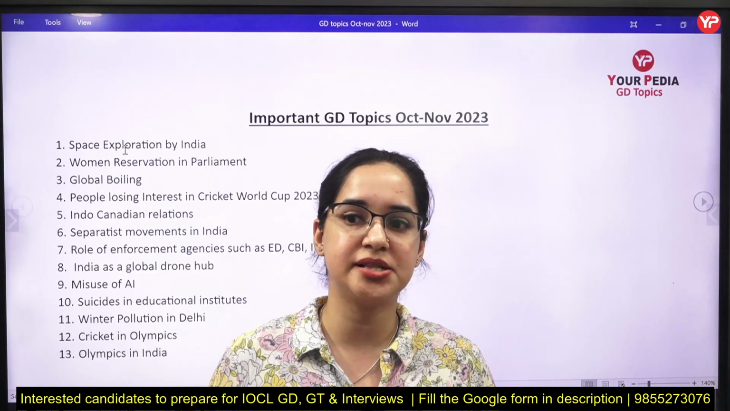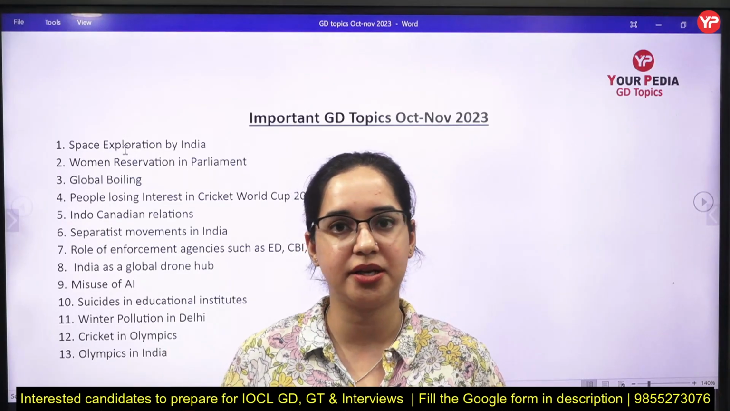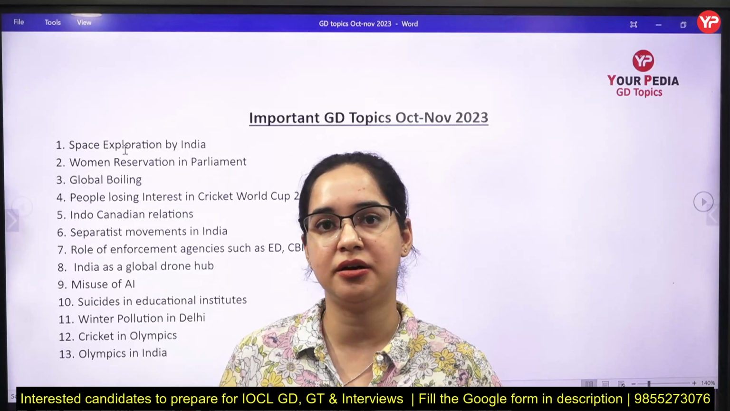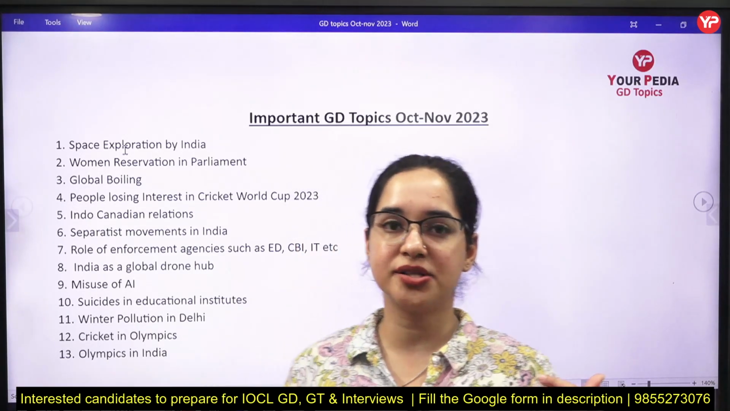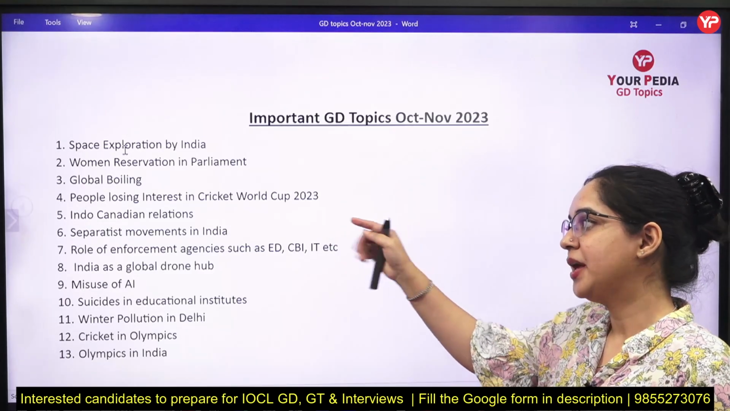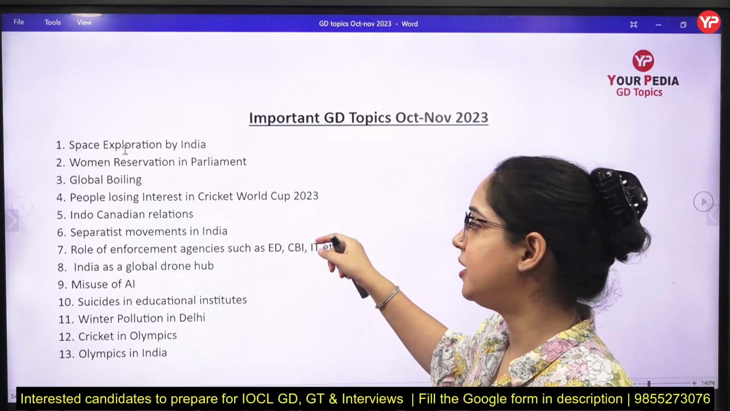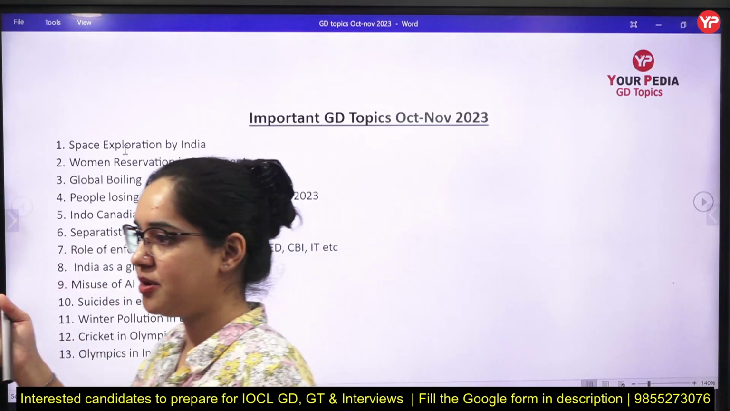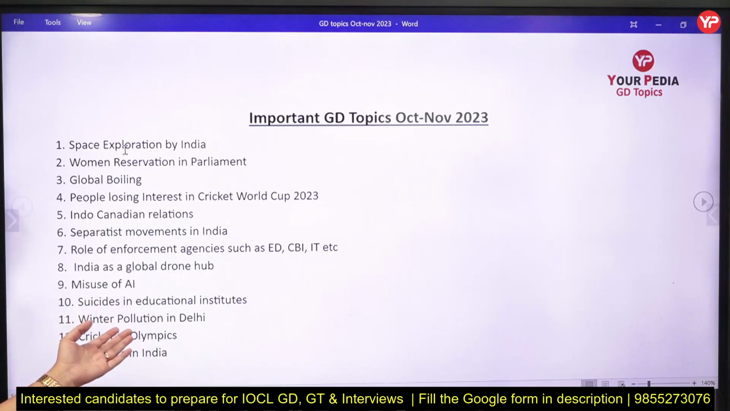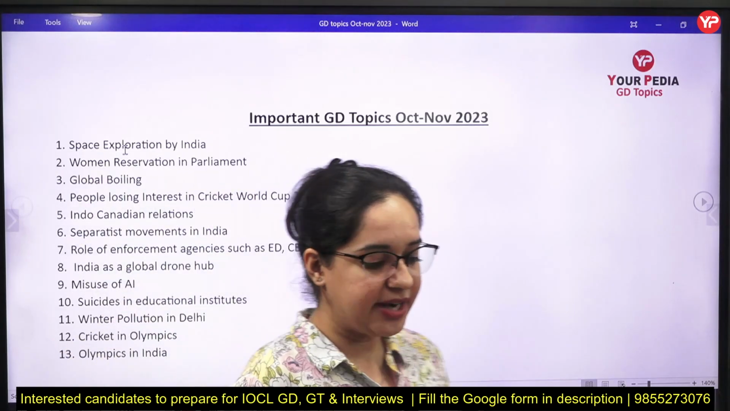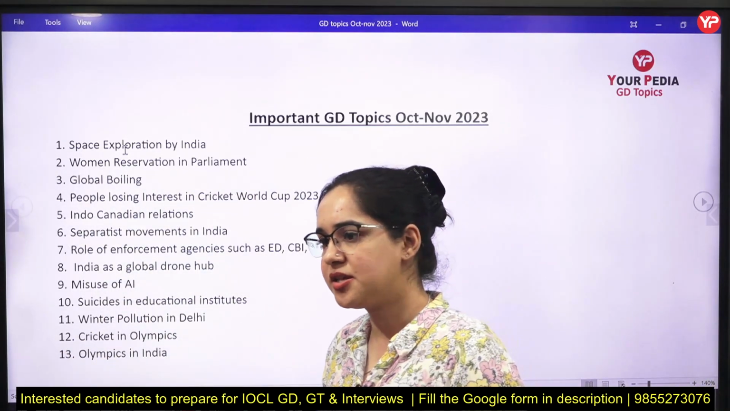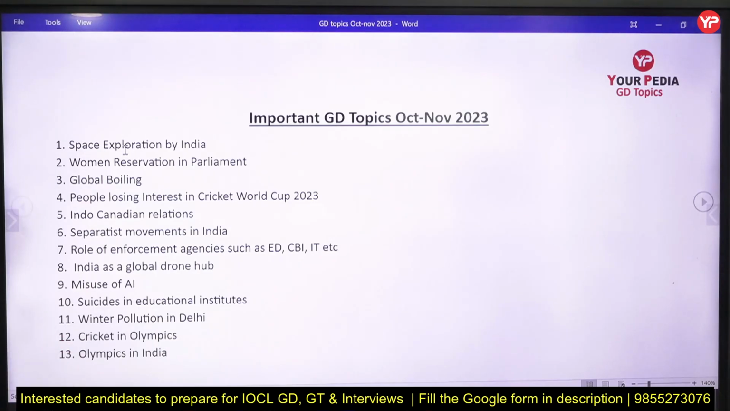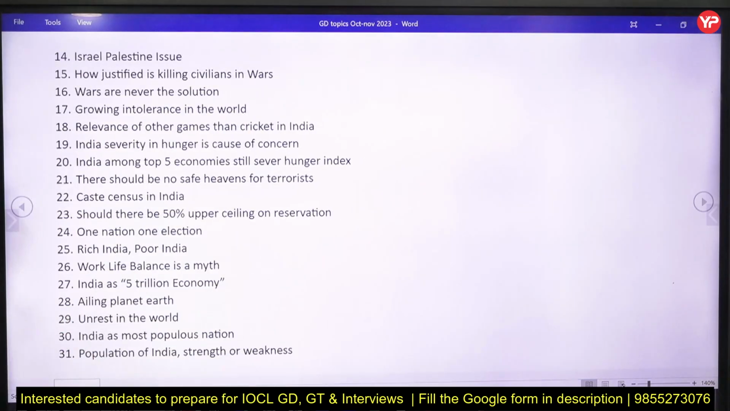Many seats in the stadium were quite empty. Or you can even call it the craze of T20 being much higher than the craze of 50-over cricket. These things should be there, because this is what we are capturing from the news section. Indo-Canadian relations, something we need to talk about. Separatist movement in India, role of enforcement agencies. AI is at its maximum limit, a boon at this time, but yes, misuse of AI. Suicides in educational institutes: you might have seen the number of suicides taking place, and in the educational sector sometimes we hear that someone committed suicide. So why? The reasons related to youth. Winter pollution in Delhi. Cricket and Olympics in India: is India ready to host the Olympics, something like that?